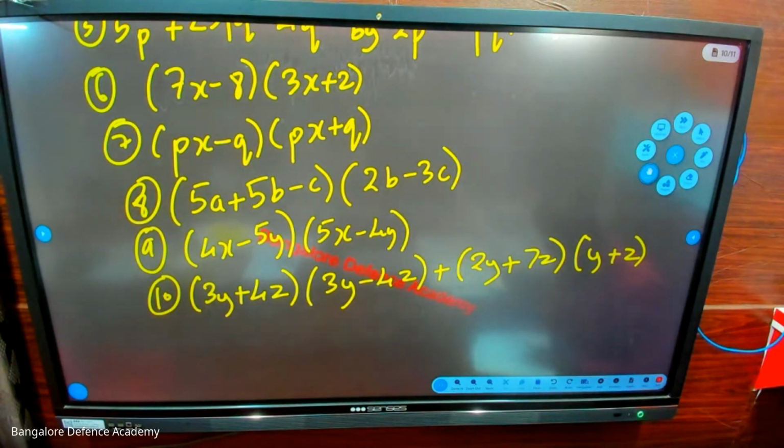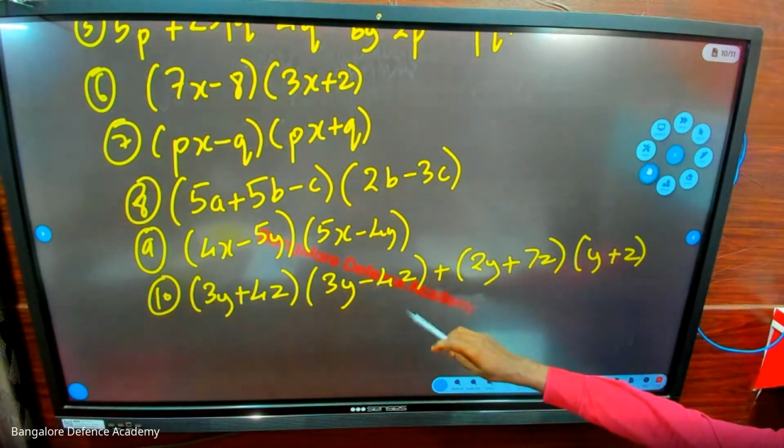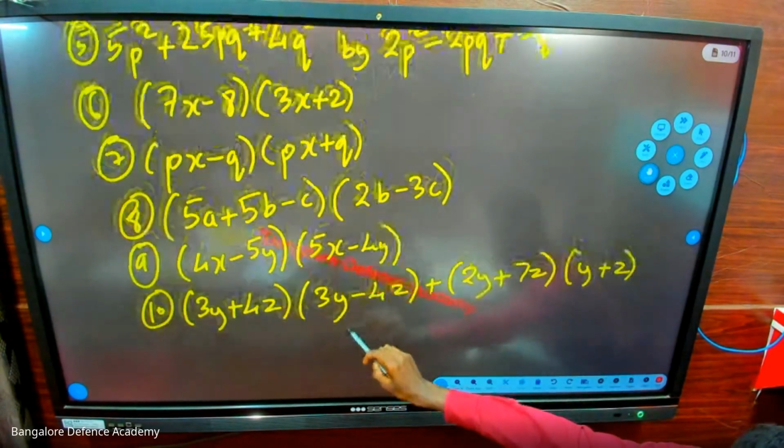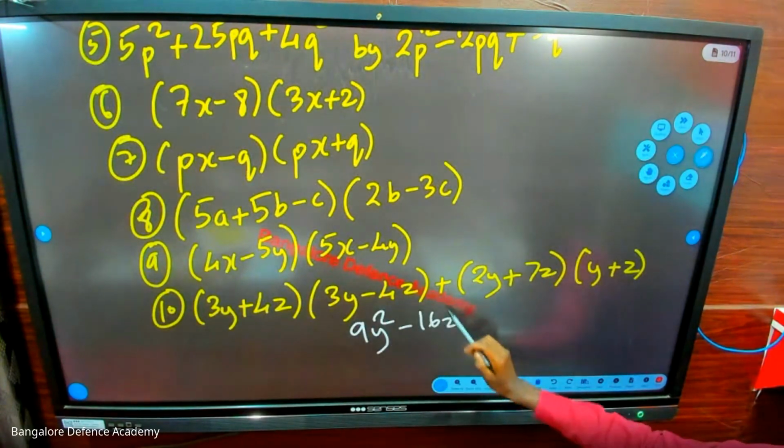सर फर्स्ट टर्म a square minus b square होगा. कौन सा वाला? फर्स्ट ये वाला, तो ये वाला सर उसका, हाँ ये a square minus b square, क्या a square minus b square क्या हो जाएगा? 9y square minus 16z square, correct?